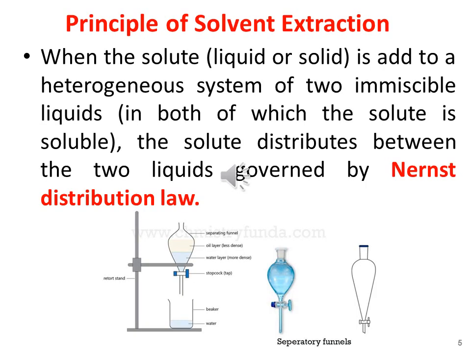On this slide, I have shown you the apparatus that is used for the solvent extraction. It consists of a separating funnel. The separating funnel may be in a pear shape or it may be in the oval shape. So I have shown the separating funnel on this slide. When the solute, that is either liquid or solid, is added to the heterogeneous system consisting of two immiscible liquids, in both of these two liquids the solute is soluble. The solute then distributes between these two immiscible liquids according to the Nernst distribution law. I am not going into the detail of the solvent extraction method. I have just shown how the solvent extraction method works.